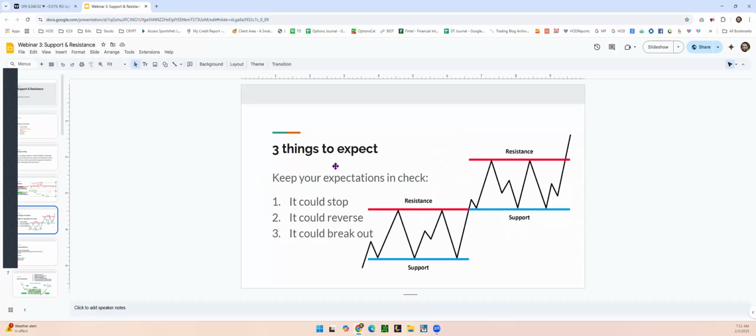Three things to expect when we reach these support zones or resistance zones. It's not always that the price will reject and come back, but I'll show you what to look for to see if price is rejecting or if price is going to continue moving up, because obviously, eventually price is going to move up. So one thing we have to be aware of is that it could stop, right? It could stop and just go sideways. Price could come here in this resistance zone and just go up and down and stay consolidated, and it's not breaking, it's not dropping. So it could reverse.